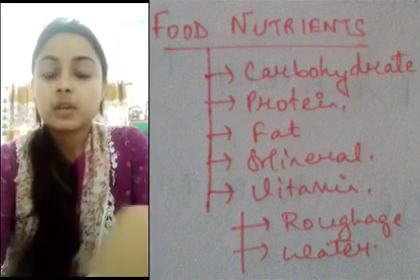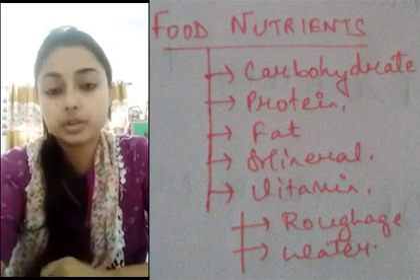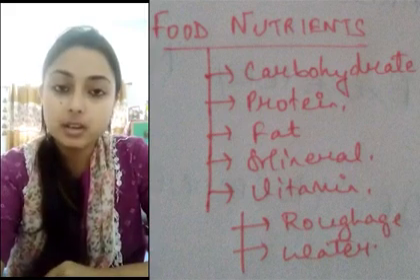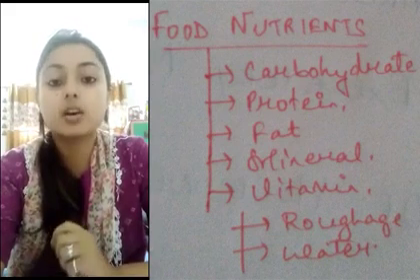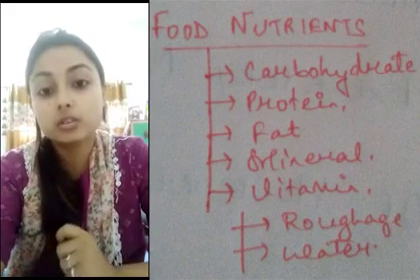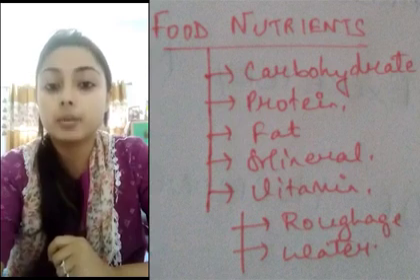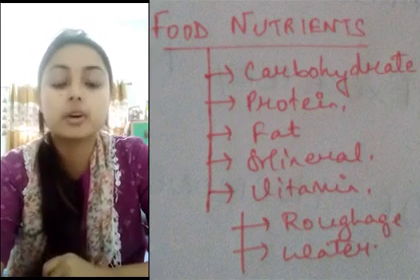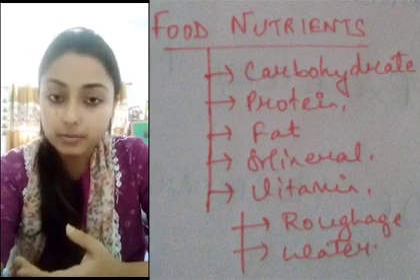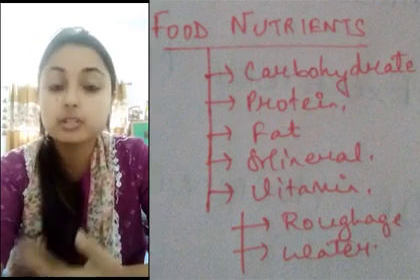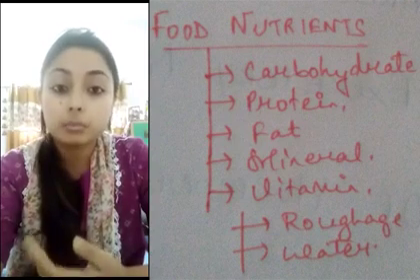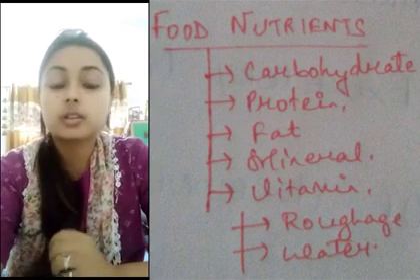Next comes nutrients. What are nutrients? Nutrients are the ingredients of food. They are the organic and inorganic constituents of food which help us to perform all basic functions. Like, you have carbohydrate rich food, your rice. You have protein rich food, chicken, pulses. Okay, so these are nutrients.